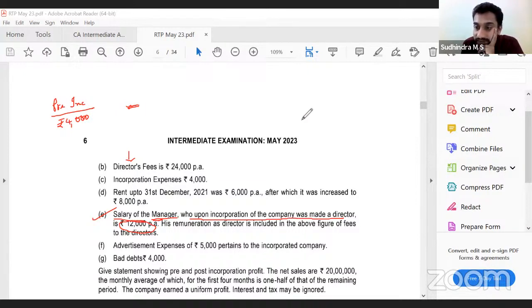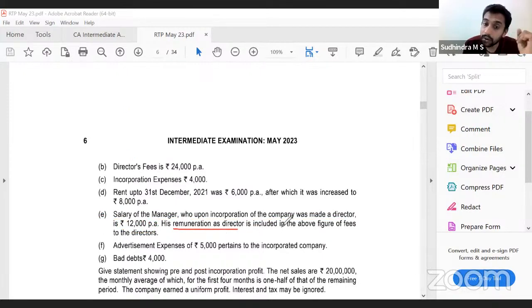Understood? Yes, sir. They have specifically given that his remuneration as director is included in the above figure of fees to director. That we have already considered earlier. Director's fees is already considered as post-incorporation. So the salary to manager will be pre-incorporation.